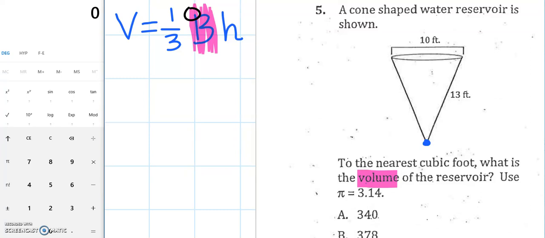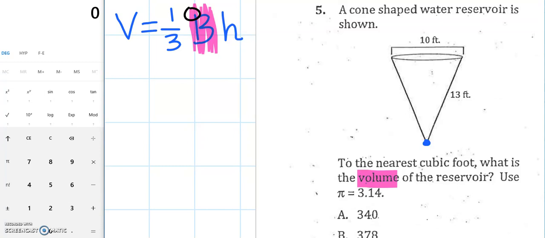Now, with these volume formulas and surface area formulas on your EOC, they're never going to make it easy for you. They're always going to make you have to solve for something that you need in the formula. Maybe it's the height, maybe it's the radius, maybe it's the slant length, but something. So don't expect that these problems are going to be easy and that you're going to be given everything that you need. All right, you're always going to have to find something. So let's take a look at this one and see what we're missing and what we need to find.